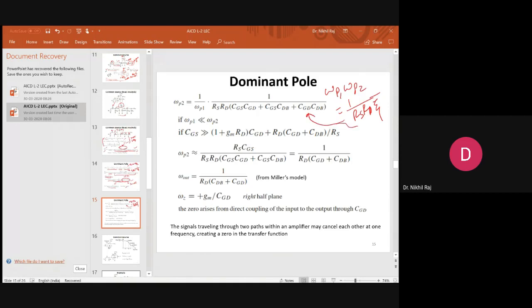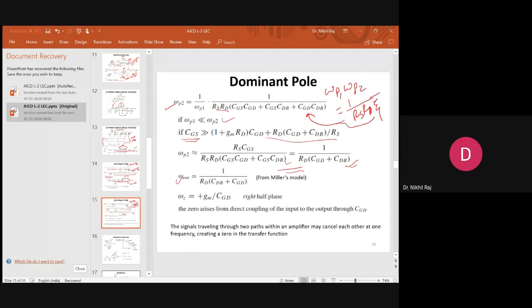Just that substitution is done here. Zeta is substituted here, and Rs and Rd. So we estimated omega p2, and we have also considered that omega p1 is very much less than omega p2. Additionally, if your Cgs, the gate to source capacitance, is very much greater than this factor, then we can roughly estimate that omega p2 will be this one. And from Miller's model we have calculated omega out also equal to this one. So this and this can be made equal.